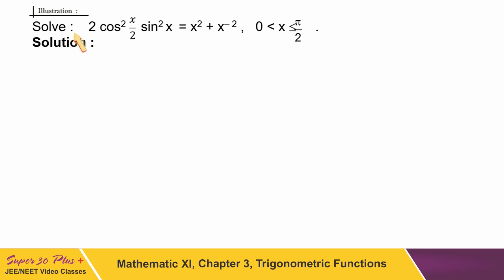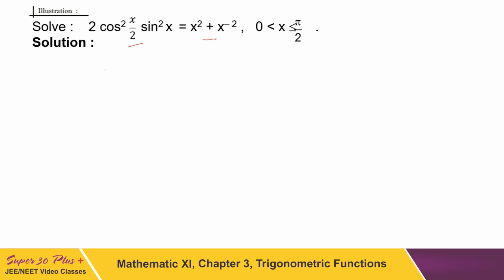2 cos square x by 2 into sin square x is equal to x square plus x to power minus 2, where x belongs to 0 to pi by 2. Students, in this problem, terms on two sides of the equation are different in nature. LHS is in trigonometric form, whereas RHS is in algebraic form. Hence, we will use boundary conditions.